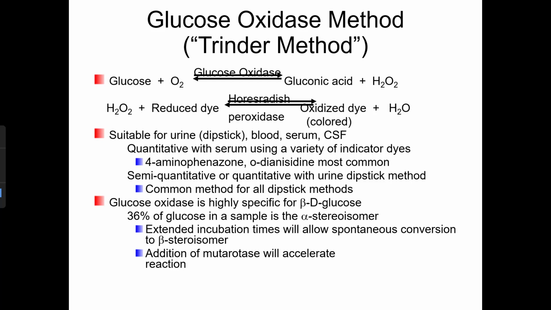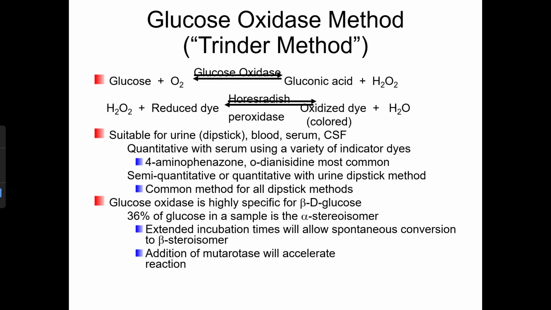Glucose oxidase method, you can see the reaction above. Glucose plus oxygen, you add glucose oxidase, which produces gluconic acid and hydrogen peroxide. Hydrogen peroxide plus a reducing dye, and you add horseradish peroxidase, releases an oxidized dye, which has a color to it, plus water. And that's suitable for urine or dipstick testing, blood, serum, CSF. It's quantitative with serum using a variety of indicator dyes, and it's semi-quantitative or quantitative with urine dipstick method.